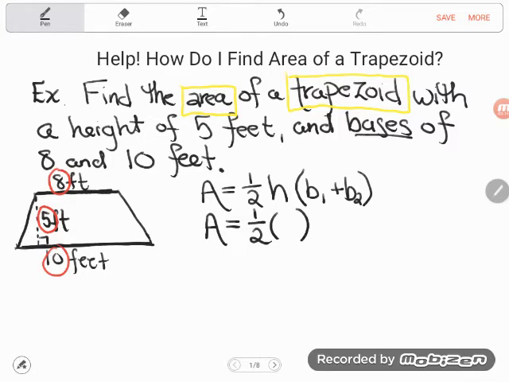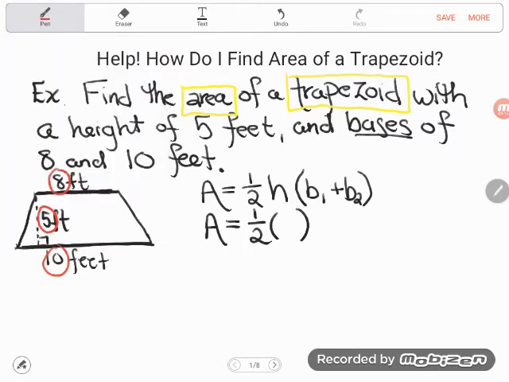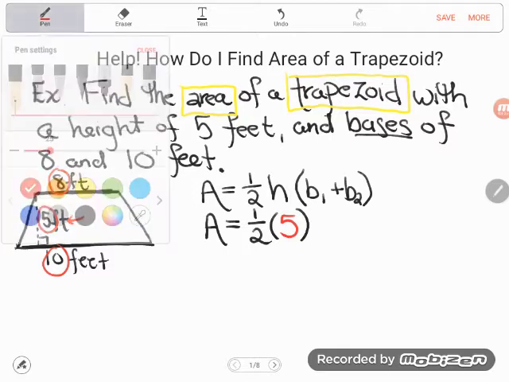Now notice I used parentheses. The 1/2 and the h are shoved together, so they're multiplying. So I'll put a parentheses there to say 1/2 times something. Well, times what? Times the height. The height's not a mystery. I know what the height is. The height is 5. And so I will substitute. I will trade out the h for the known value of 5.